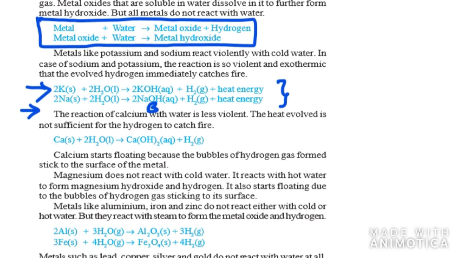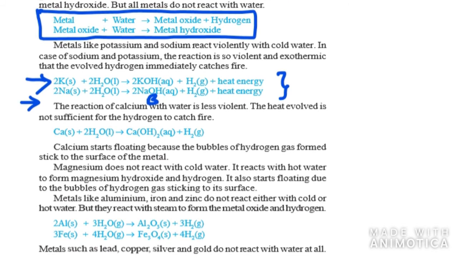Now, in the case of magnesium, magnesium never reacts with cold water. It reacts with hot water. So remember, magnesium reacts with hot water to form magnesium hydroxide and hydrogen. It also starts floating due to the bubbles of hydrogen gas sticking to the surface of the metal. Now we have aluminium, iron and zinc. They do not react with cold water or hot water, they react with steam.